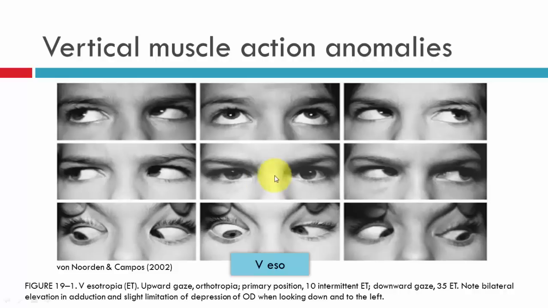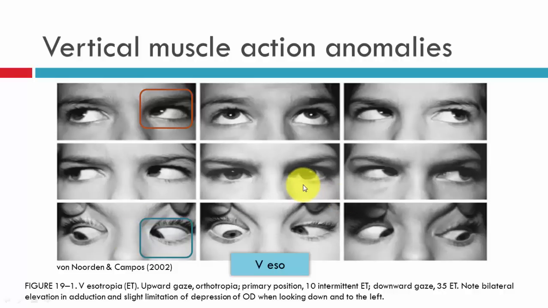So we'll start off with primary position and then we'll move over into right gaze. And what we can see here is that the left eye is starting to elevate. So we'll go over into upgaze and what do we see? We see an overaction of the left inferior oblique. If we now come into downgaze here, there looks like there is an underaction of the superior oblique. This is a bit more difficult to see. A cover test and a PCT would be required in this position.